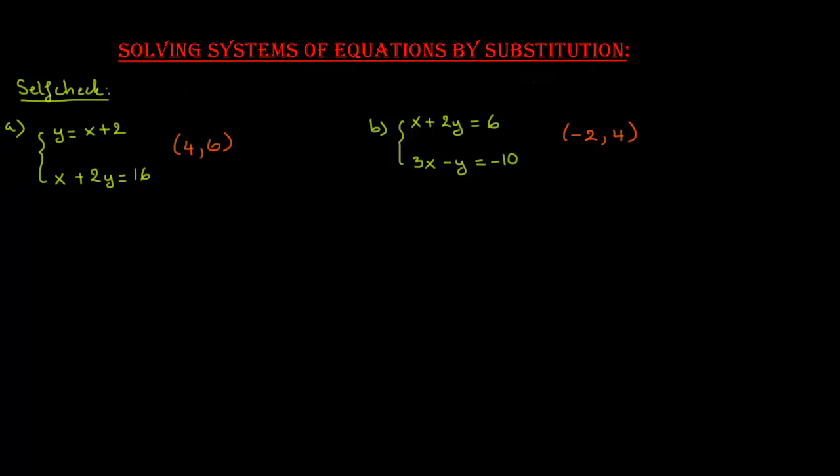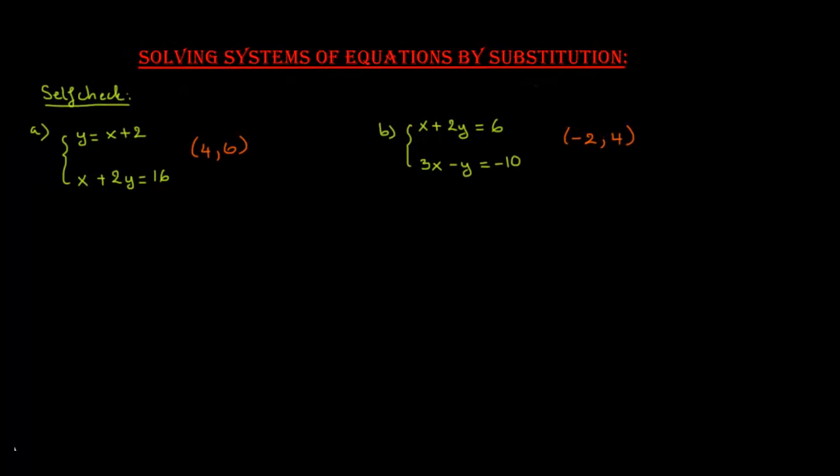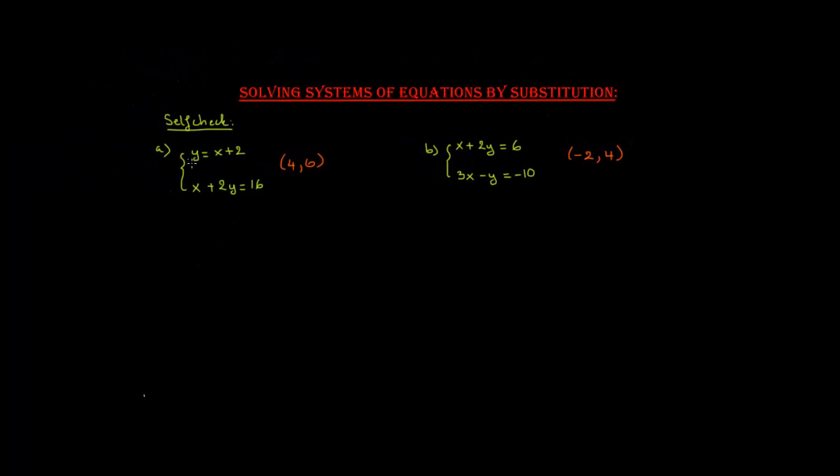All right, I will go ahead with problem A. Exactly like example 1, the first equation has been solved for y. So our job is just to plug in x plus 2 for y in the second equation. Then we have x plus 2y equals 16, and I'm going to replace y by x plus 2. So we have x plus 2 times (x plus 2) equals 16.